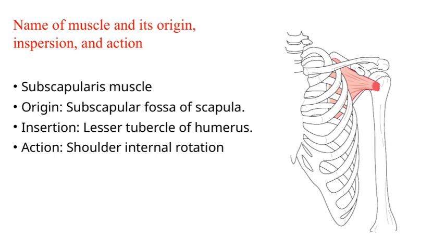From there, it inserts onto the lesser tubercle of the humerus, which is this small bump just below the head of the humerus. The primary action of the subscapularis is to facilitate internal rotation of the shoulder joint, meaning it helps turn the arm inward. This muscle is a key part of the rotator cuff group, playing an essential role in shoulder stability and movement. Understanding its origin, insertion, and action helps us appreciate how it contributes to overall upper limb function and coordination.